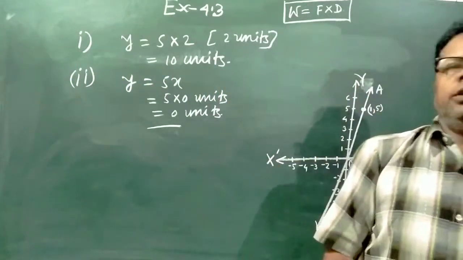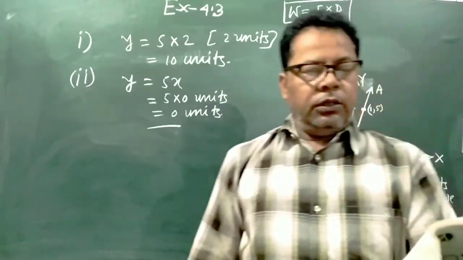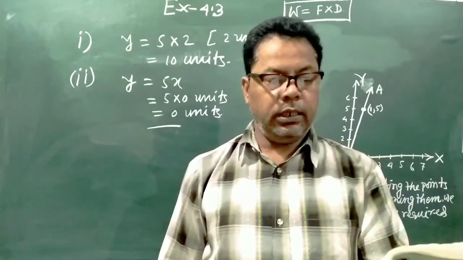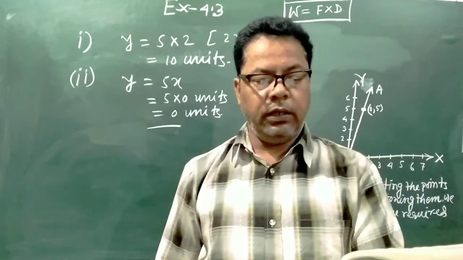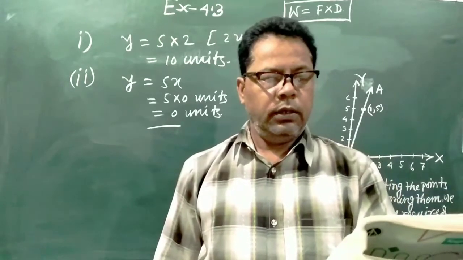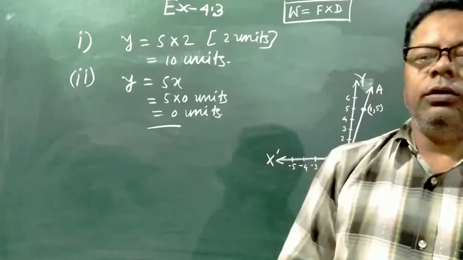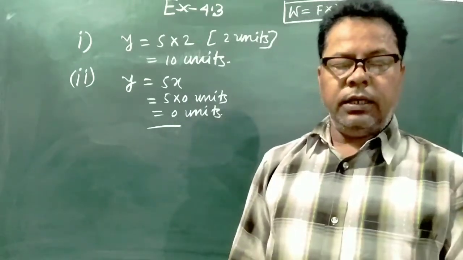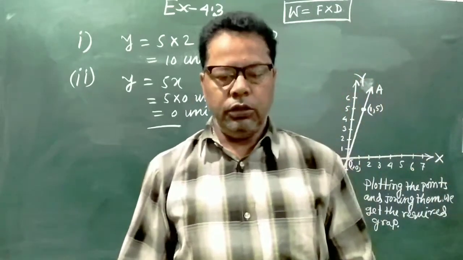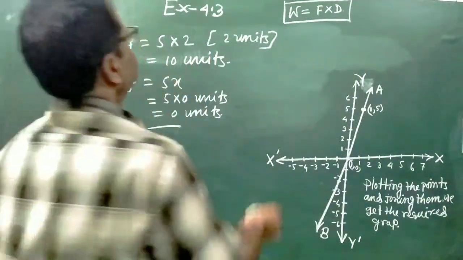Now read question number 7. Gemini and Fatima, two students of class 9 of a school, together contributed 100 rupees towards the Prime Minister's Relief Fund to help the earthquake victims. So two friends, Gemini and Fatima, together they have contributed 100 rupees. So let us suppose that Gemini and Fatima are giving X rupees and Y rupees. So together they will contribute 100 rupees. So their total contribution is 100 rupees.